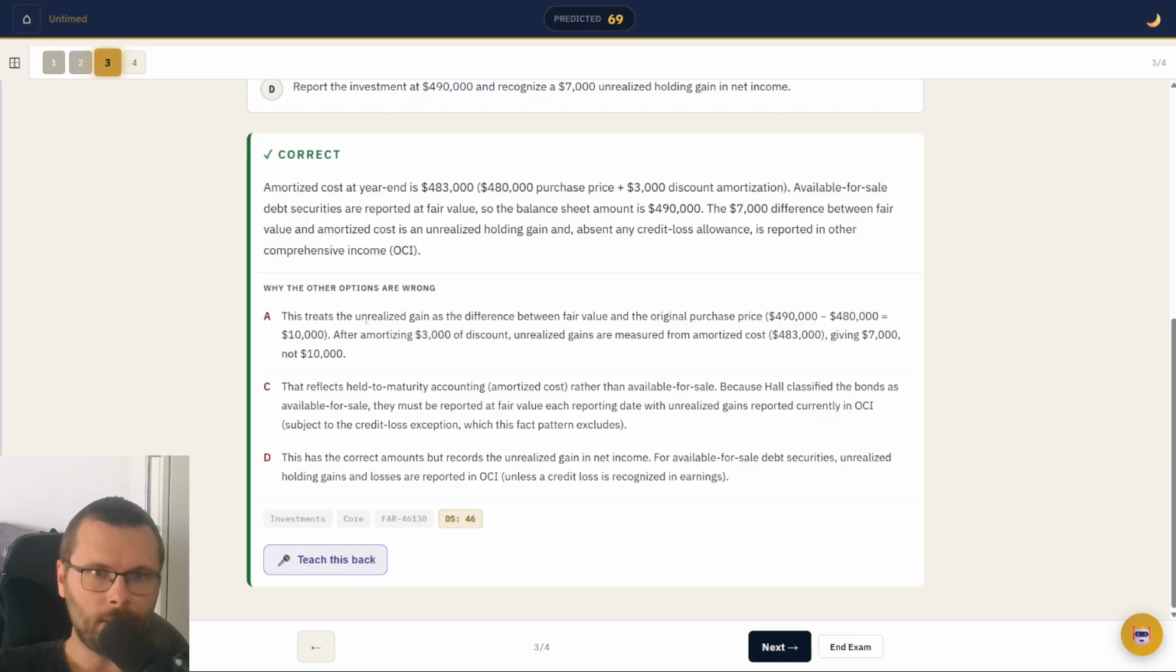Yes, A, treat this unrealized difference, 490 minus 480. After amortizing 3,000 of discount, you get to 483 as your base, which is the 7. This one was 10. That is why A was wrong. Next question.